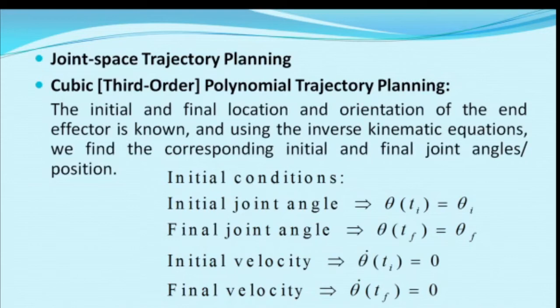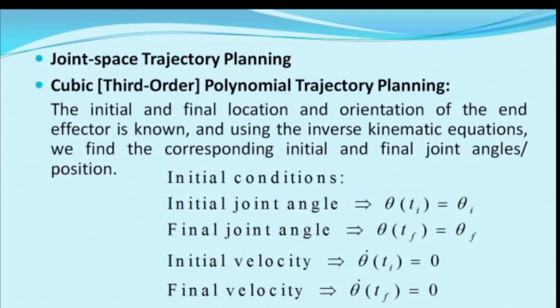Now let's see an example of joint space trajectory planning. Here is the example of third order polynomial trajectory planning. It is also known as cubic polynomial trajectory planning. So we require some parameters. These are the parameters which we already know or we should have.